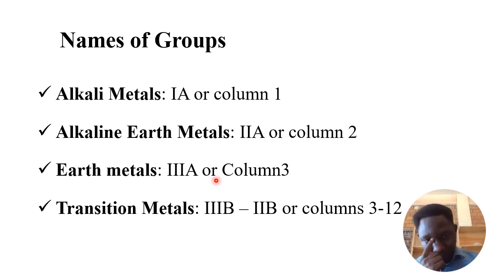Group 3. This group 3 is called the earth metals. Here we have aluminium. Those are elements that have 3 electrons in their outermost shell. And then in our periodic table, we have the elements called the transition metals. Those are located in the middle of the periodic table.